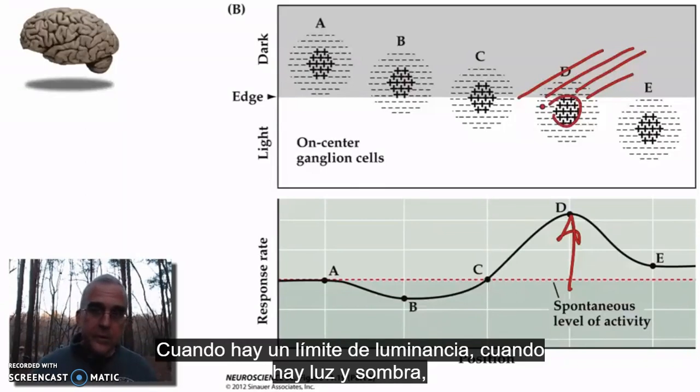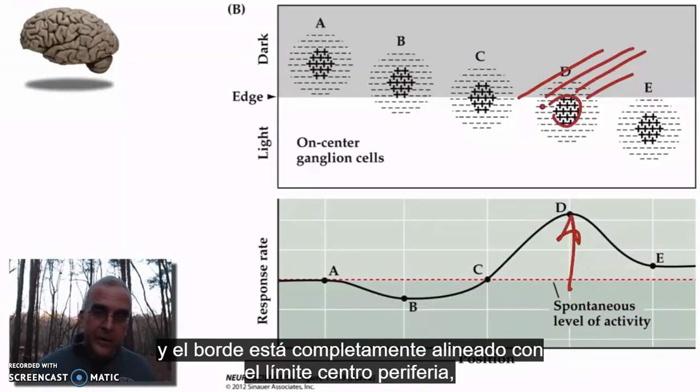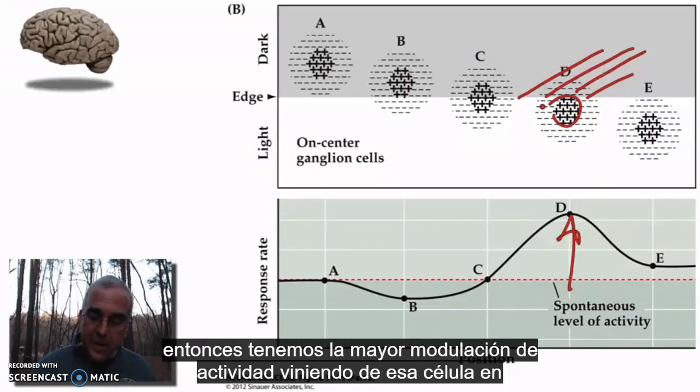So when there's a luminance boundary, when there's light and shadow, and that edge is completely aligned with the center-surround boundary, then we have the greatest modulation of activity coming out of that particular cell.